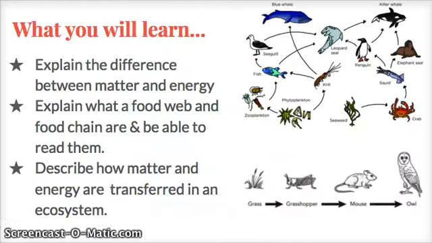So, some things that you're going to learn. You're going to be able to explain the difference between matter and energy. You're going to be able to explain what a food web, which is an example right here, and a food chain are, and you're also going to be able to read them and explain what they mean. You're going to be able to describe how matter and energy are transferred in an ecosystem.